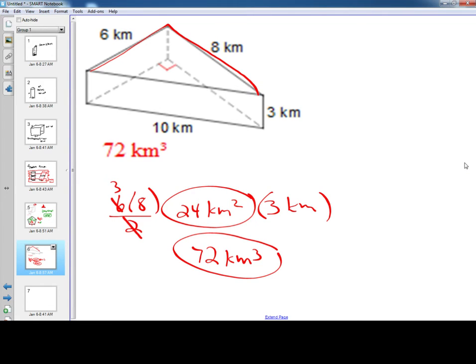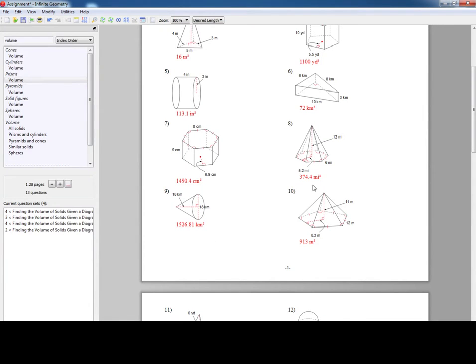Thank you. So, alright, we did a few right geometric solids. Pretty simple thing, right? Find the area of the base, multiply by the height, and you're good to go. So let's take a look at one of the other ones. And some people were asking me for 10. So let's take a look at 10 then.